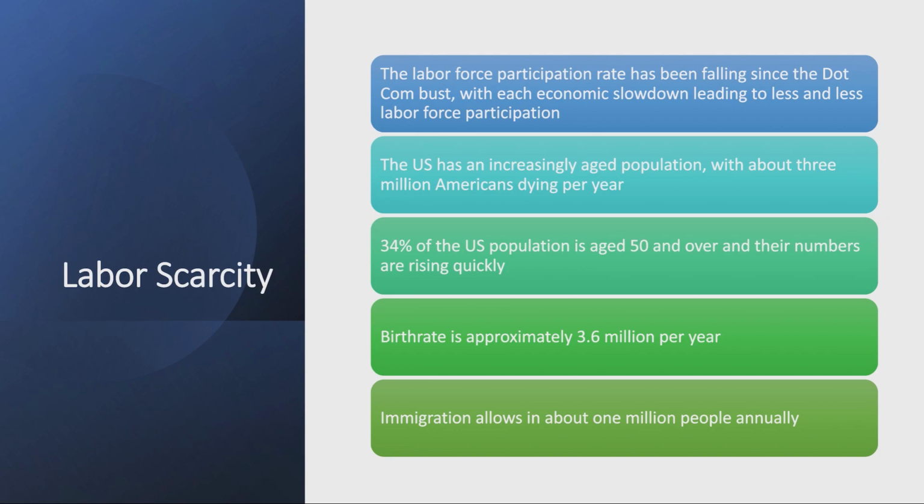We have an increasingly aged population with about 3 million Americans dying every year. 34% of the population is aged 50 and over, and their numbers are rising quickly. This will be a driver for industries like healthcare over this period of time, of course, as there'll be higher requirements for care. The birth rate is approximately 3 million a year. So we are still growing, but that growth is materially slowing. We're only adding a net population of about 600,000 people a year.